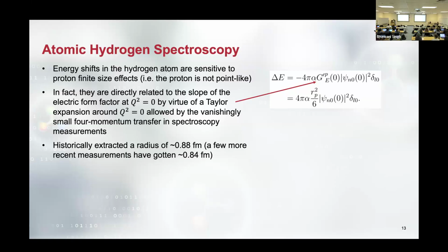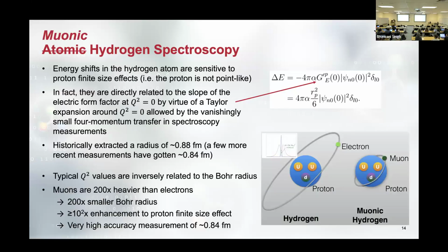first derivative of the form factor at Q squared of 0. You can just get that by a Taylor expansion because you are so close to 0, which then gives you your proton radius term immediately. And historically extracted 0.88 femtometers. Some recent, like very recent measurements have gotten 0.84. We still don't understand fully the discrepancy there, but that's a spectroscopy experimentalist's job, not mine.